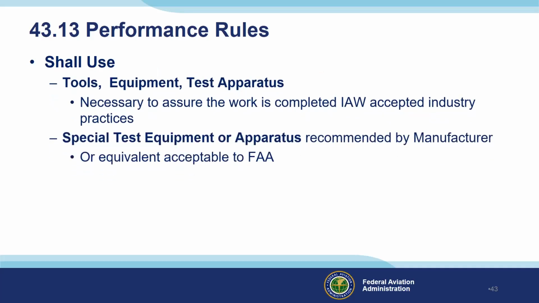Shall use the tools, equipment, and test apparatus necessary to assure work is completed in accordance with accepted industry practices. So if the maintenance manual says you need to have this particular type of equipment to do the work, that means you have to have that equipment or its equivalent, acceptable to the FAA.